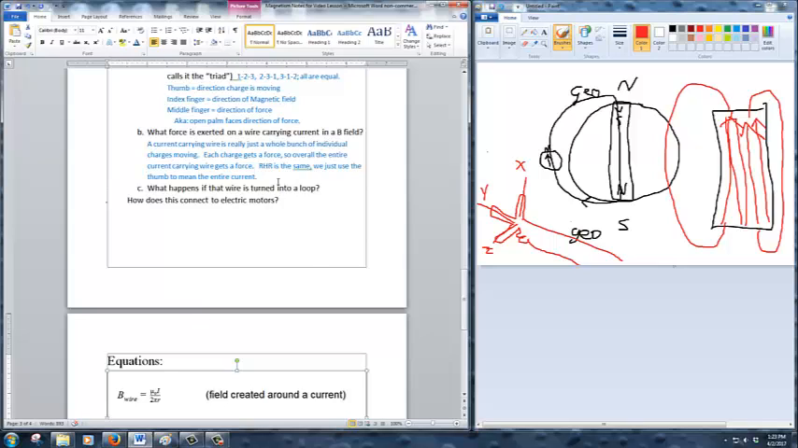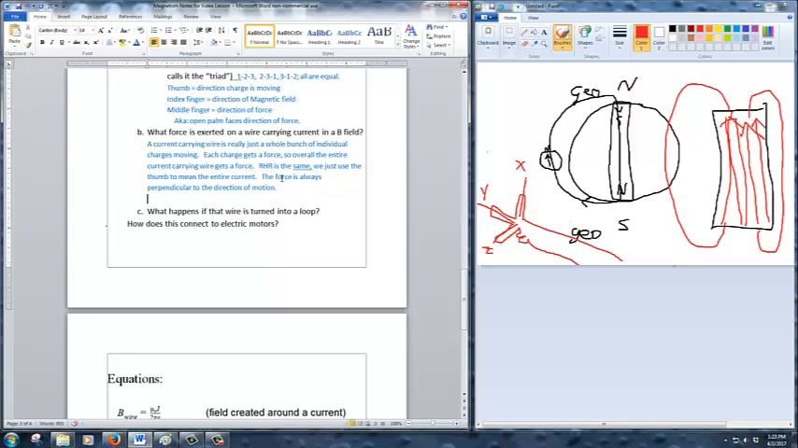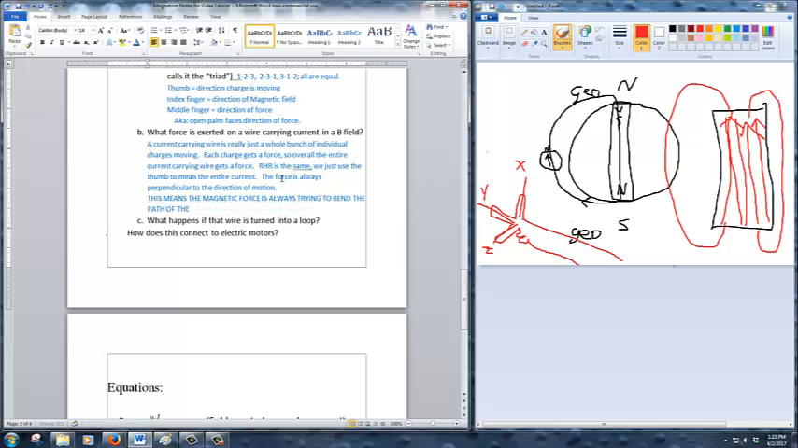So let me emphasize here, the force is always perpendicular to the direction of motion, and this is important enough that I'm going to put it in all caps. This means the magnetic force is always trying to bend the path of the particles, but not speed them up or slow them down. Because the force is always perpendicular, right, a force parallel will speed you up or slow you down, but a force perpendicular will just try to change your direction.